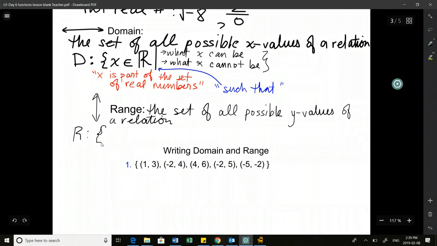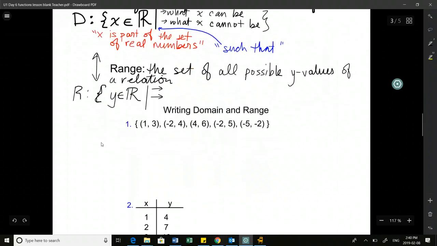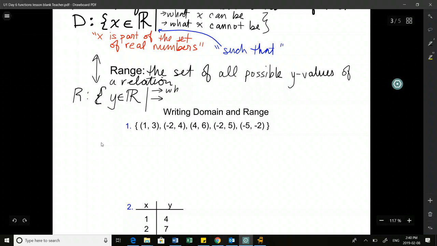We're going to have curly bracket, Y is an element of real numbers, such that the curly bracket, you got to practice, man. And then we're going to write either what Y can be or what Y cannot be, depending on, again, what is more efficient. Usually it's what Y can be. Okay, and then you're going to close up your curly bracket.